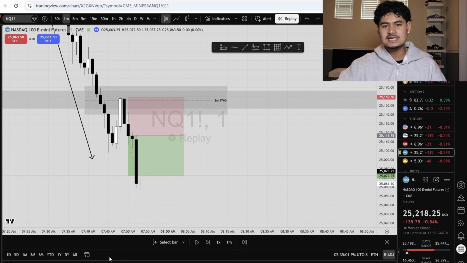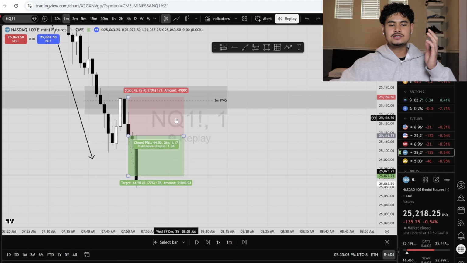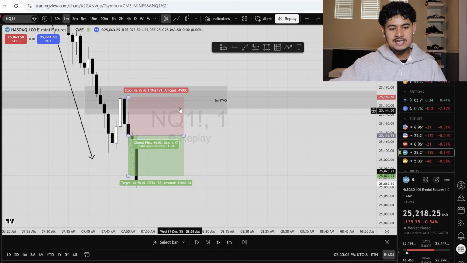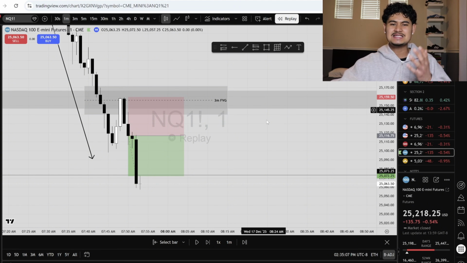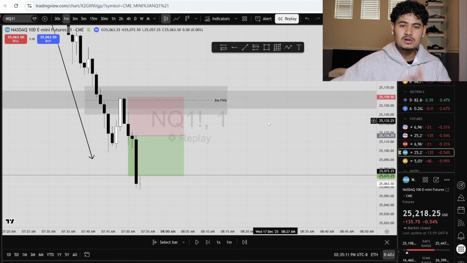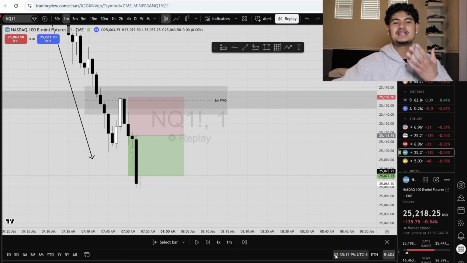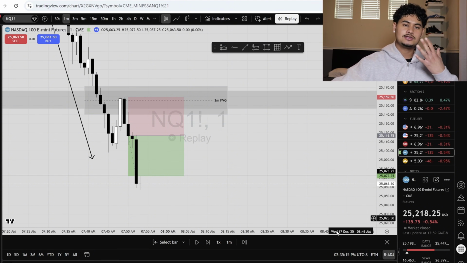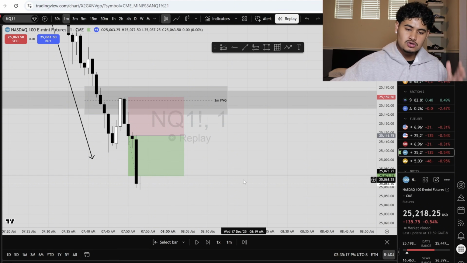I always want to see confirmation out of them. I always utilize if we're respecting or disrespecting fair value gaps. That is how I tell if we're trending or not. If we're respecting both bullish and bearish fair value gaps, that is how I know we're in a range and I do not want to be engaging in a trade.